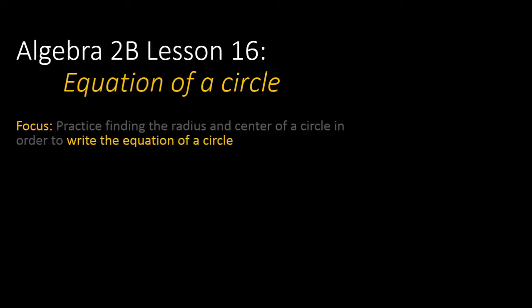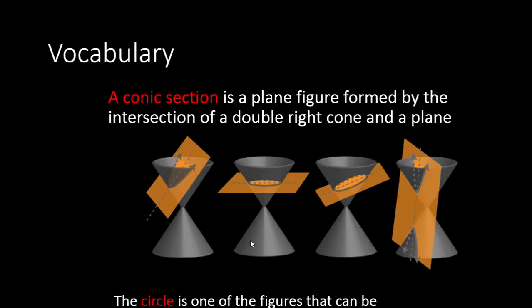Talk about circle equations. First, we need to define what a circle is. So a circle is a conic section. A conic section is a plane figure formed by the intersection of a double right cone and a plane.